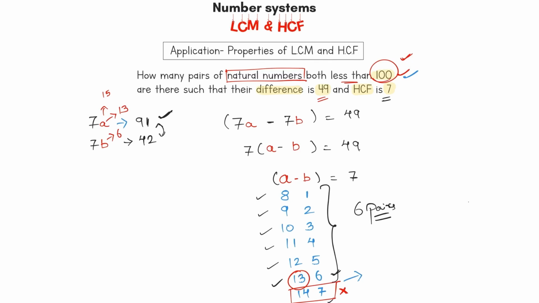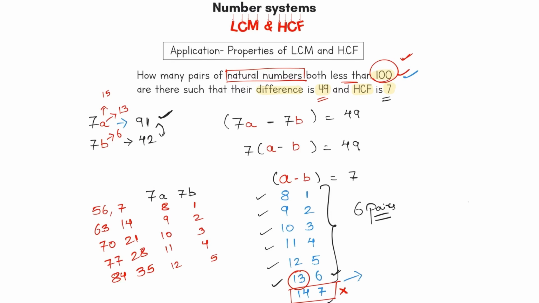In case you are curious to find out what the numbers will be, 7A and 7B will be my numbers. Take A as 8 and B as 1: 7 into 8 is 56, and 7 is the other number. Take 9 and 2: 7 into 9 is 63, and 14. Take 10 and 3: 7 into 10 is 70, and 21. Take 11 and 4: 7 into 11 is 77, and 28. Take 12 and 5: 12 sevens are 84, and 7 fives are 35.